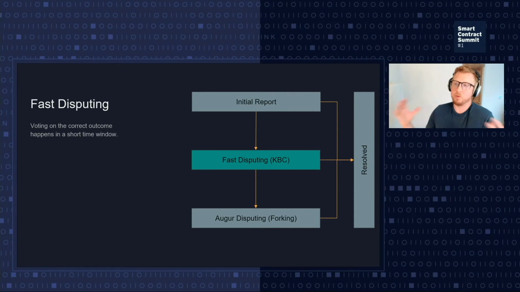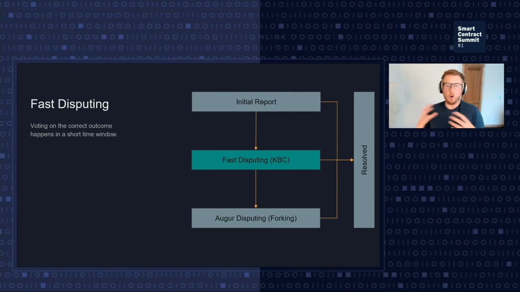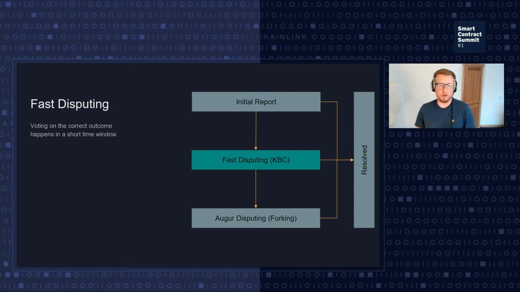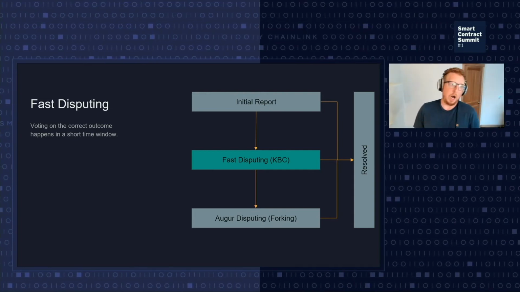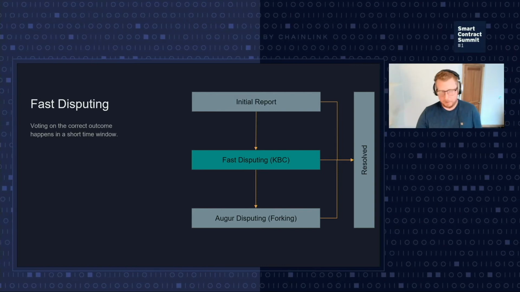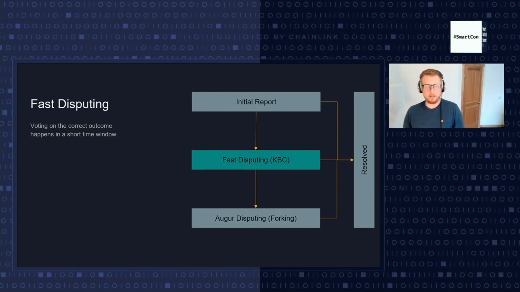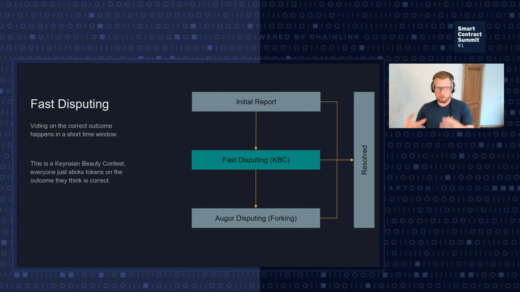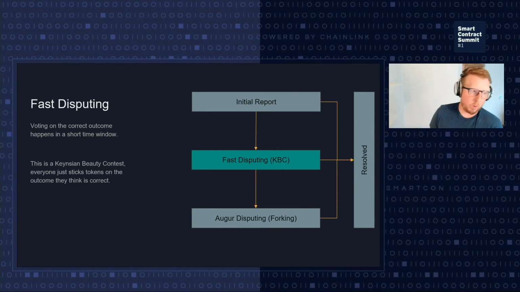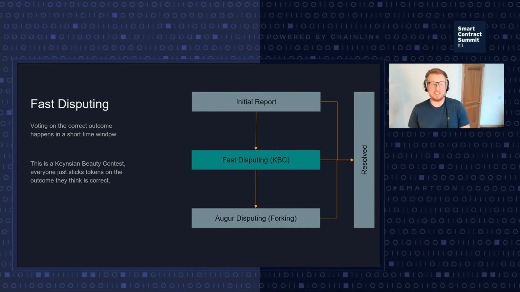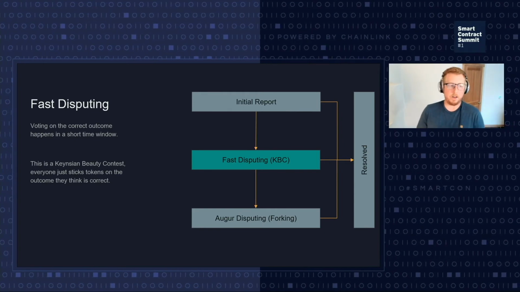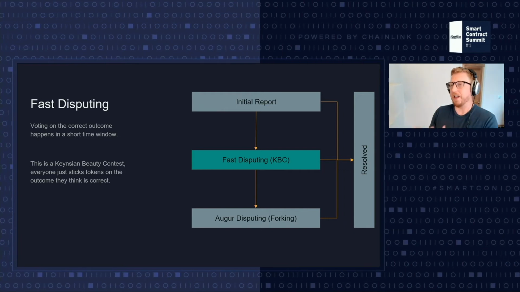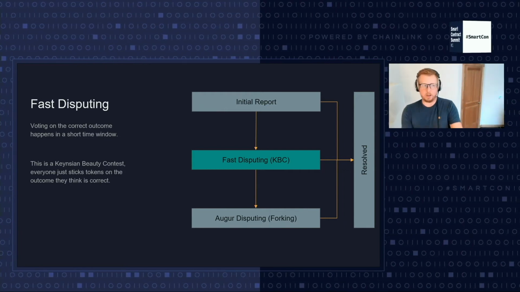But what happens with fast disputing is we are just going to vote on what the correct outcome is. We want this to happen in a very short time window. This can happen on layer 2. When this voting happens, people basically take REP, or whichever token, but in this case it will be REP, that they want to use to vote, and they say, hey, this is the outcome that I think won. This is technically something called a Keynesian beauty contest. What it is, it has everybody vote on the outcome that they think everybody else will vote on being correct.